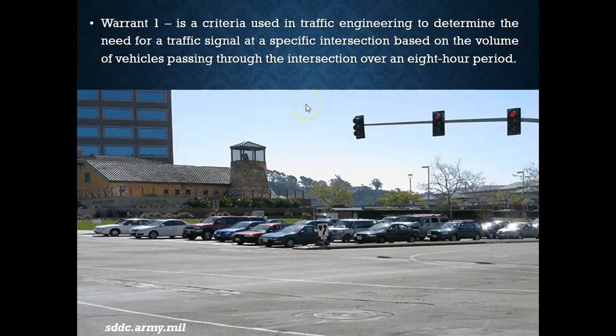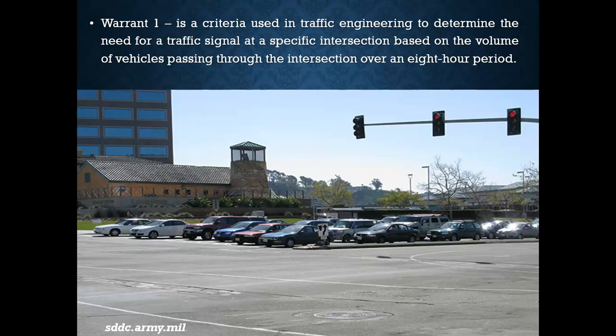The first one is called warrant one, which we also call the 8-hour period. A traffic signal may be warranted when a minimum number of vehicles passes through the intersection during a specific period, and this specific period is measured based on an 8-hour period. So looking at the volume of vehicles passing through an intersection over an 8-hour period will determine whether a traffic signal will be appropriate at that specific intersection or not.